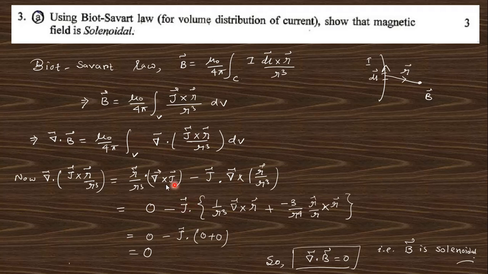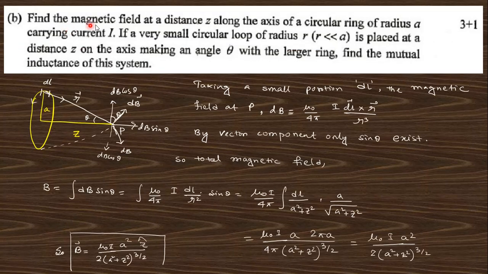Curl of J is 0 because of the uniform volume charge density, that's why curl of J is 0. Next question. Find the magnetic field at a distance z along the axis of a circular ring of radius a. This is radius a and this is a circular ring with current I. A very small circular loop of radius r is placed at a distance z at an angle theta. So you need to first find the magnetic field at a distance z.